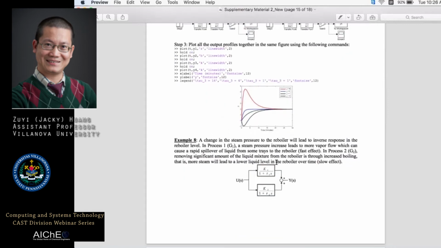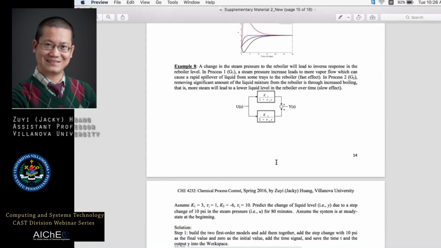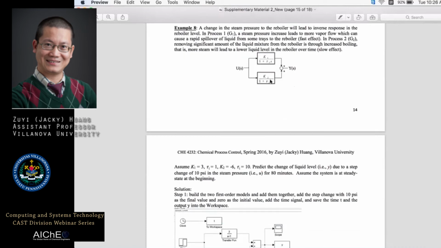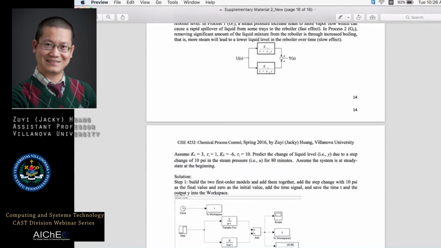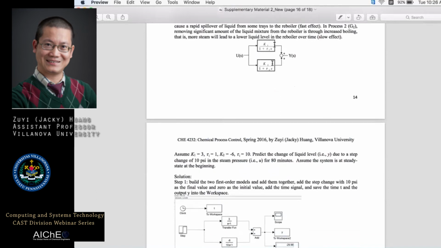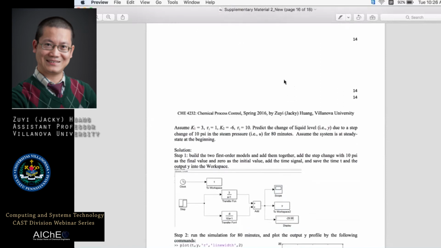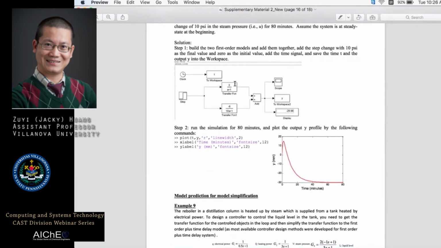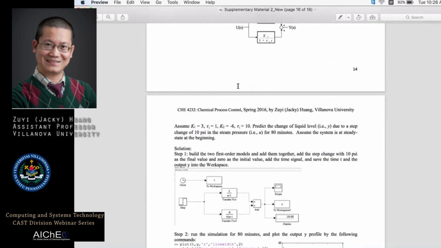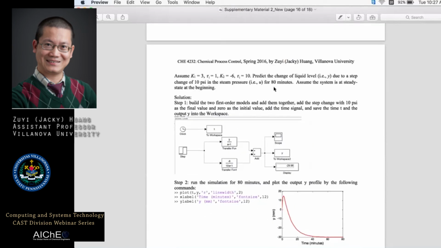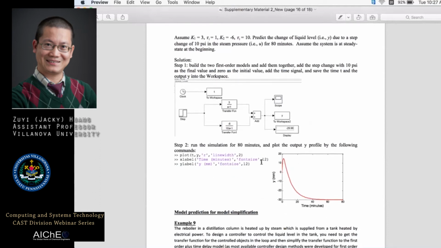And in example 8, I show the concept of inverse response. I use the summation of 2 parallel first order systems to illustrate it. For example, K1 and K2 should have different signs, one positive and the other negative, and tau 1 and tau 2 should have quite different values. So the students play around with K1, K2, tau 1 and tau 2, so that they have a better understanding of the inverse response.